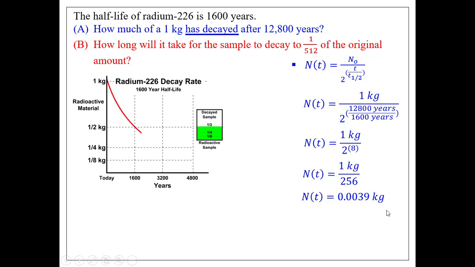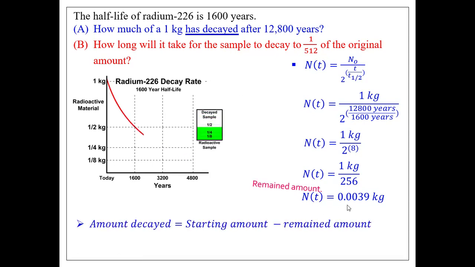However, you're not done yet, right? This is how much is still left over. This is how much is still present after 12,800 years. However, the question asks you how much has decayed. And as I stated earlier, once you find out how much you still have, all you have to do is really just basic math here. To find out how much has decayed, you would take the starting amount, subtract how much you still have, and that will tell you how much has been lost.